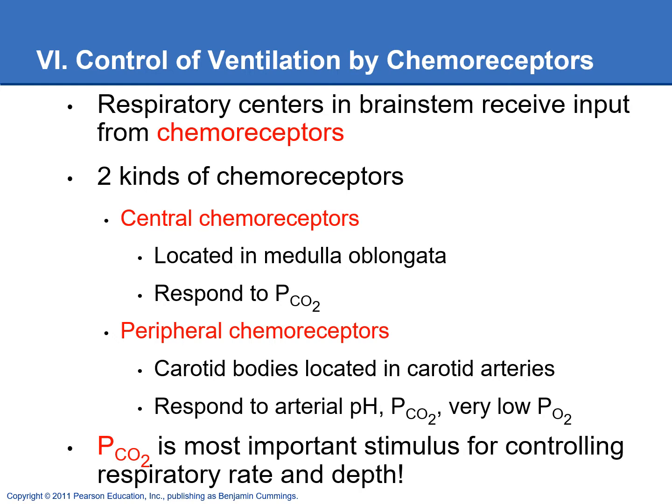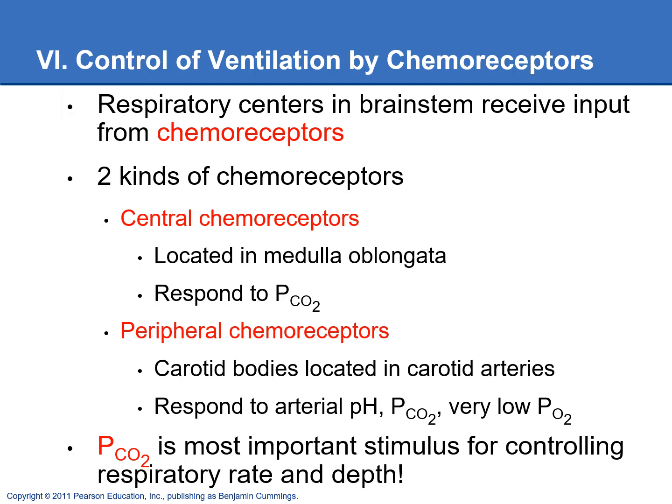So it's really important to star this. The partial pressure of carbon dioxide is the most important stimulus for controlling respiratory rate and depth. So make sure you know that. That's really important to know. You would think it would be the partial pressure of oxygen being the most important, but it's actually the partial pressure of carbon dioxide. And that's because remember that carbon dioxide affects your blood pH. And if your blood pH gets out of the normal range, you're going to die very quickly.